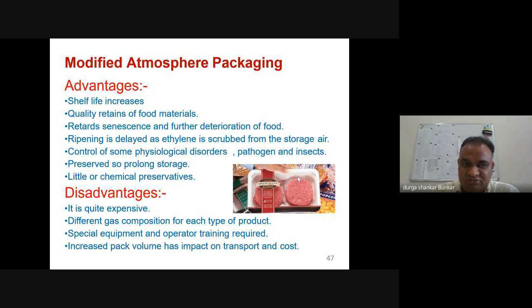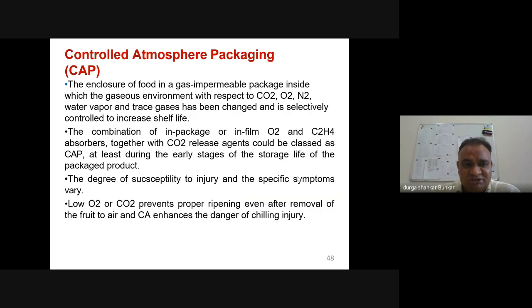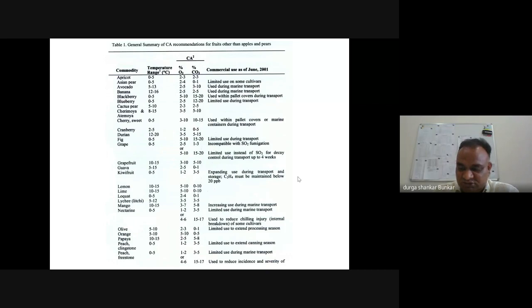And so if we go for the modified packaging advantage and disadvantage, these we can list by using this. Another one is CAP, a similar technique to MAP, but there is a difference here. In MAP we can't control the gases, but here we can control the atmospheric conditions. That's why we say it is controlled atmospheric packaging.